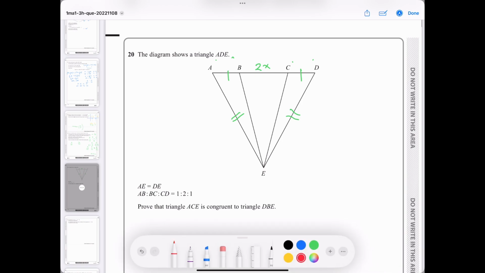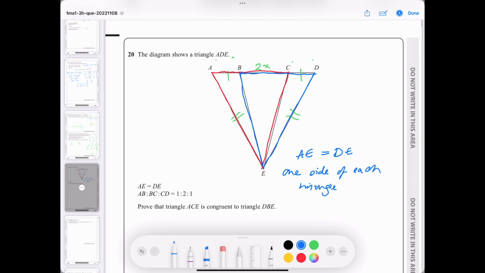So what it means is basically ACE, this one here. I know I should use a ruler, but you know. ACE is the same triangle as this one. And because we know that AE equals DE, we know that one side of each triangle is equal to the other.